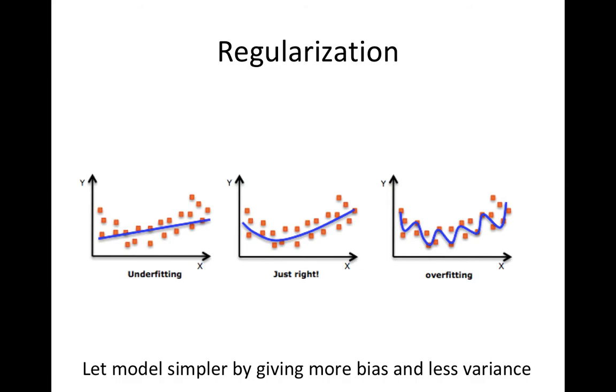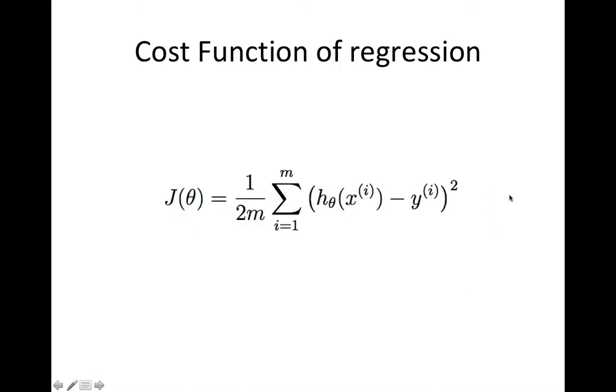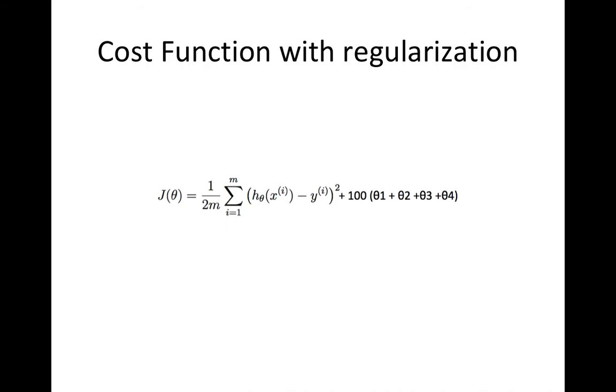So if you don't have the regularization, the regression line will be like this, and we want to simplify this line. How? We can use the regularization here. So I'm just adding this term here, like the 100 multiplied by theta 1, theta 2, theta 3, and theta 4. Theta stands for the coefficient of your regression function.